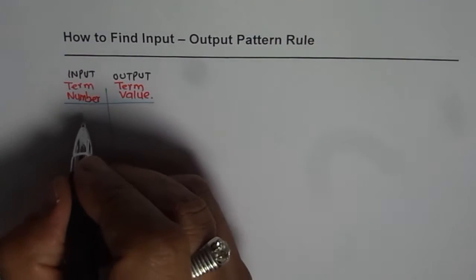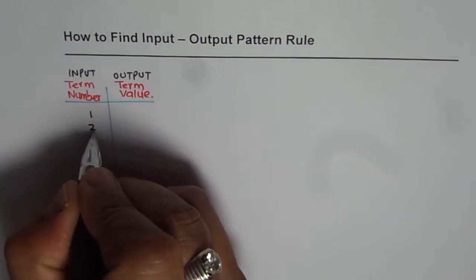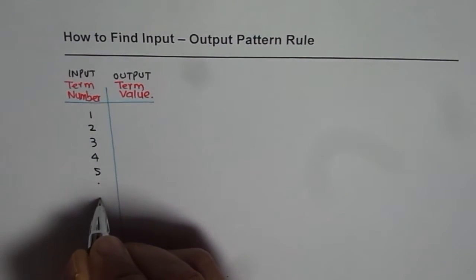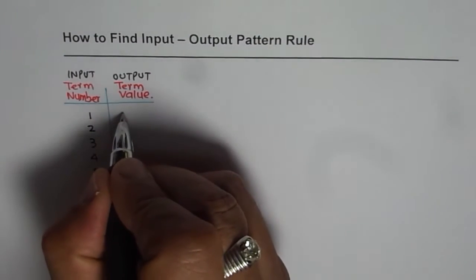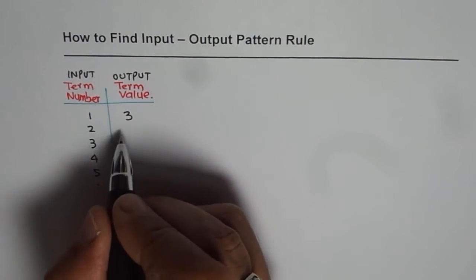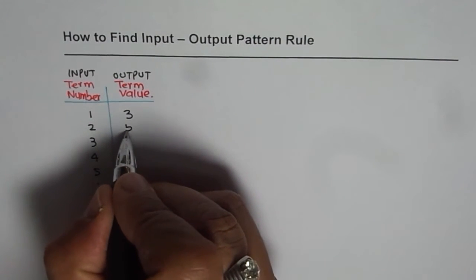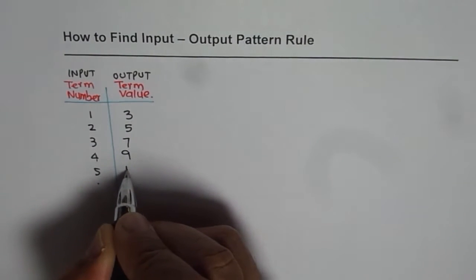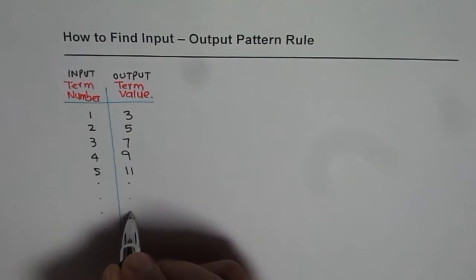For simplicity, let me use term numbers as 1, 2, 3, 4, 5 and so on, 6, 7, 8, 9, 10 and so on. Okay. So let these be our inputs. And let me take output for the first number as 3, and then we'll increase by 2 each time. So we'll get 3 plus 2 as 5, 5 plus 2 is 7, 9, 11 and so on.